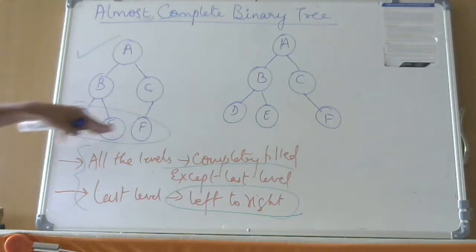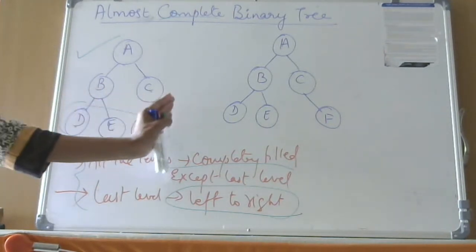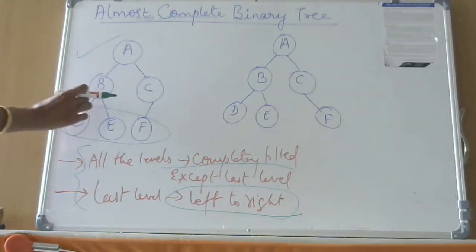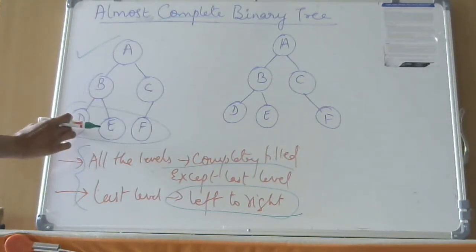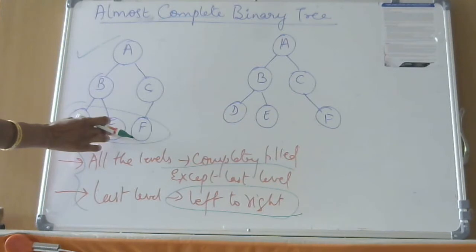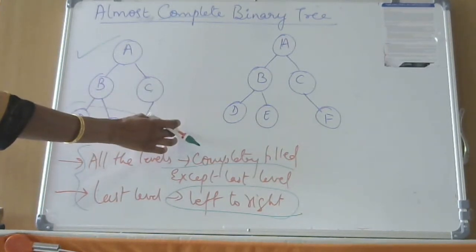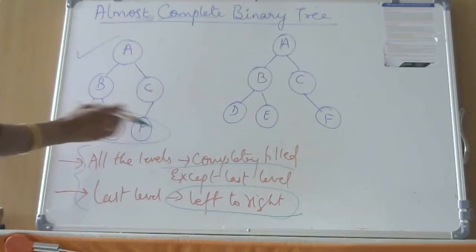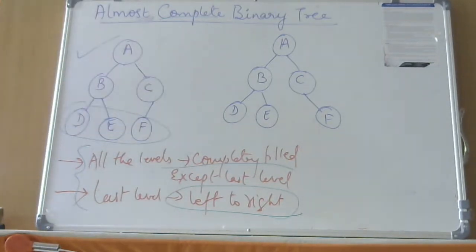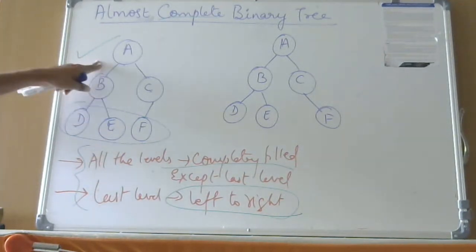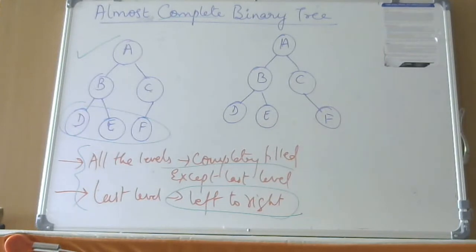The last level should go on getting filled up from left to right. First B should have a left child, then only you can put a right child for B. Only then you can have a left child for C. Then only a right child for C. Like that it will go on. From left to right it should get filled up. Last level alone. All other levels should be completely filled. So this is exactly like that. So it is an almost complete.